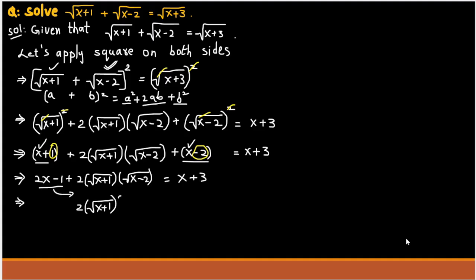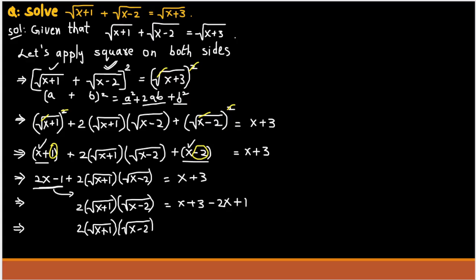Now we are writing 2 of square root of x plus 1 and square root of x minus 2 on this side and bringing the 2x minus 1 to the other side, it becomes x plus 3 minus 2x plus 1. So now it becomes 2 of square root of x plus 1 into square root of x minus 2 is equal to, here x minus 2x is minus x, and 3 and plus 1 is plus 4. So it becomes minus x plus 4.